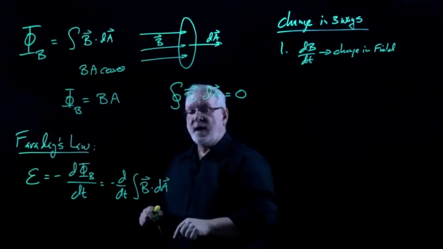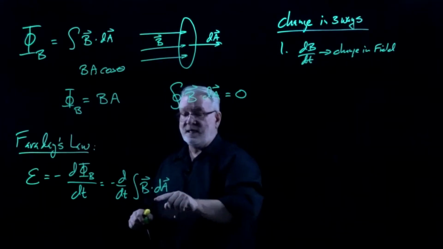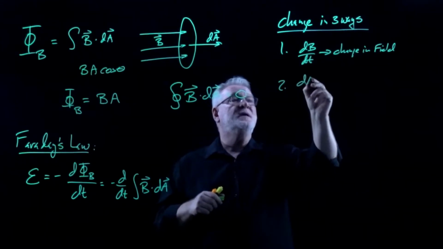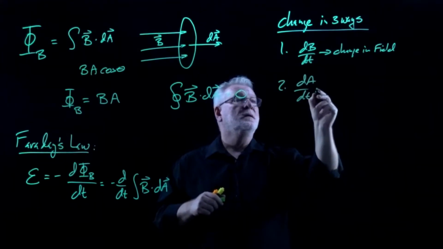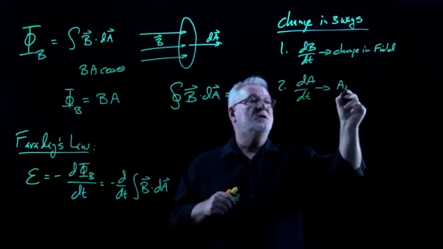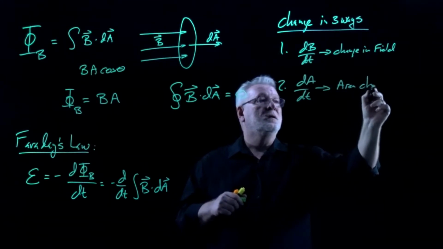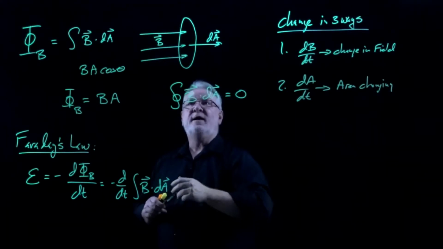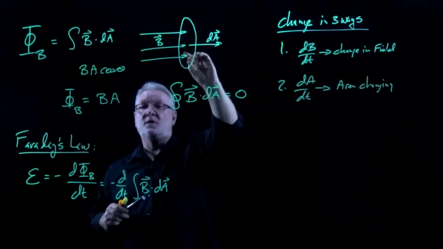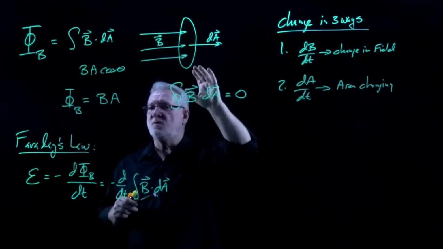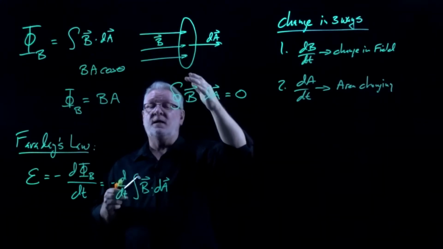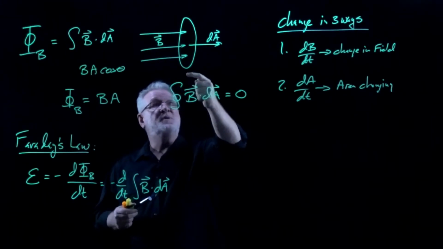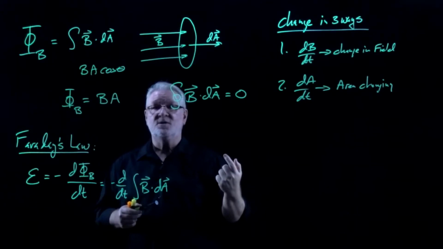The second possibility is that the d/dt applies to the area. It could be a dA/dt, and that means the area is changing. And that could change in a couple of different ways. One, of course, is the radius of the loop could increase or decrease. That's actually rather rare, just because mechanically it would be hard to imagine a loop that can increase or decrease its size, especially if it's surrounded by some sort of conducting material.